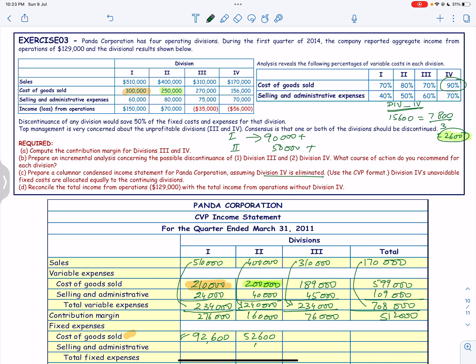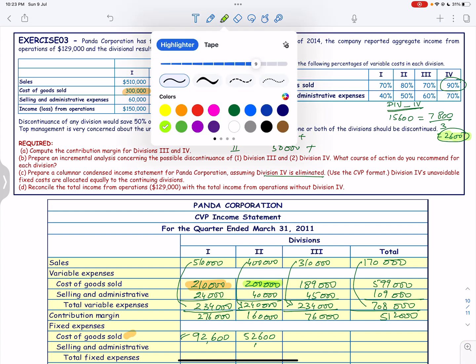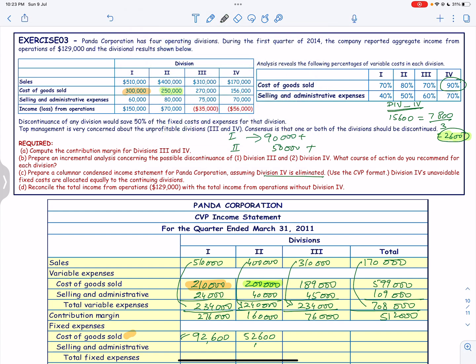For division 3 again it is 270 minus the cost of goods sold, for the variable cost of goods sold 189 plus 2,600, this will be equal to 83,600, and this total will be 228,800.